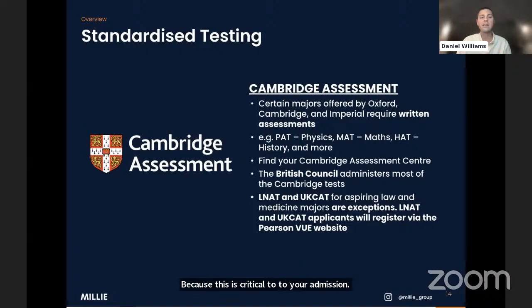So that's on the Cambridge assessment side. The US schools will not accept Cambridge assessment. The Canadian schools will not accept Cambridge assessment. So this is just limited to the UK and just limited to a handful of schools and a handful of majors within those schools. So it may not be required at all. Check the entry requirements for the specific schools to see whether you need to do it.